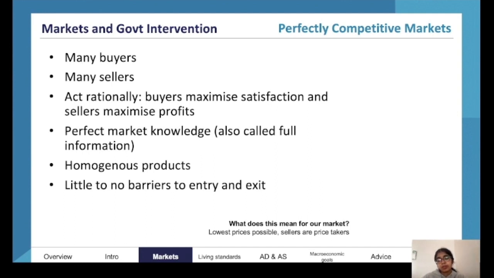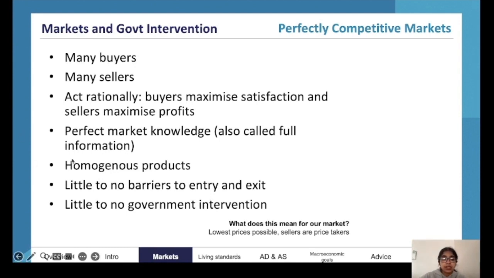So what does this mean for our market? Sellers want to sell at a high price, buyers want to buy at a low price, and sellers are price takers because price is the only thing distinguishing the products. That's it. And one more thing, so there's little to no government intervention. So there's no taxes, there's no subsidies, it's just the market works by itself.